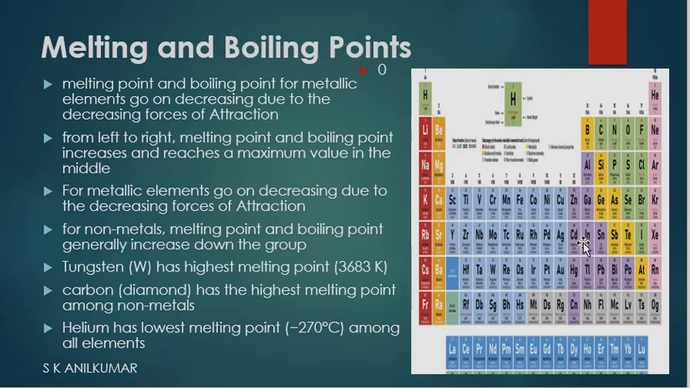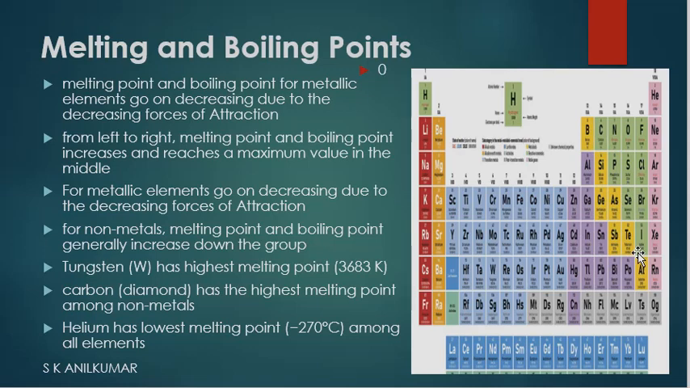From left to right, melting point and boiling point increase up to the middle. For metallic elements, they go on decreasing due to increasing force of attraction. When it becomes a metal, the melting and boiling point will keep decreasing as you go to the right. Why? Because metals have greater forces of attraction. For non-metals, the melting and boiling point increase when we go down the group. Tungsten has the highest melting point.